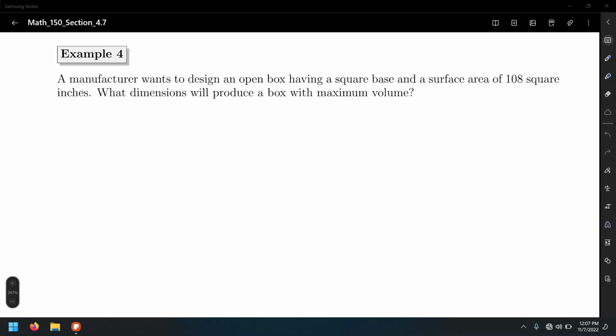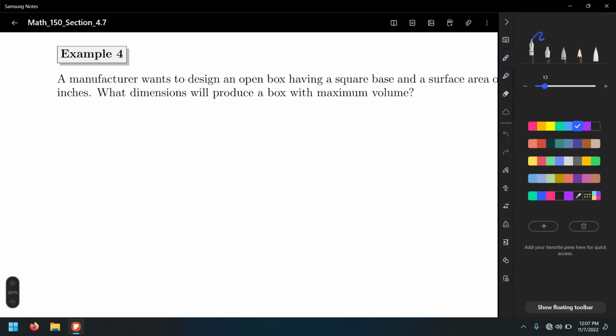A manufacturer wants to design an open box having a square base and a surface area of 108 square inches. What dimensions will produce a box with the maximum volume? So we want to create this rectangular box, and let's make a picture.